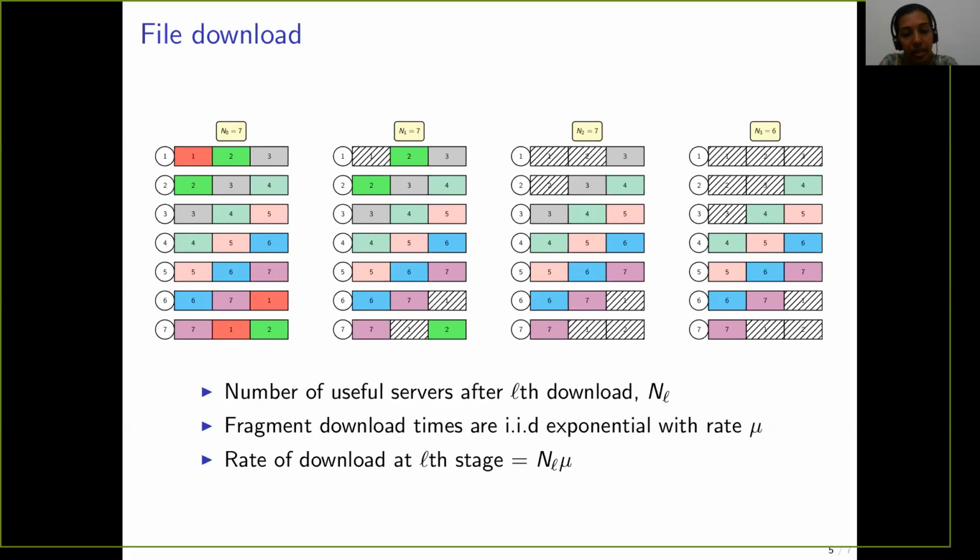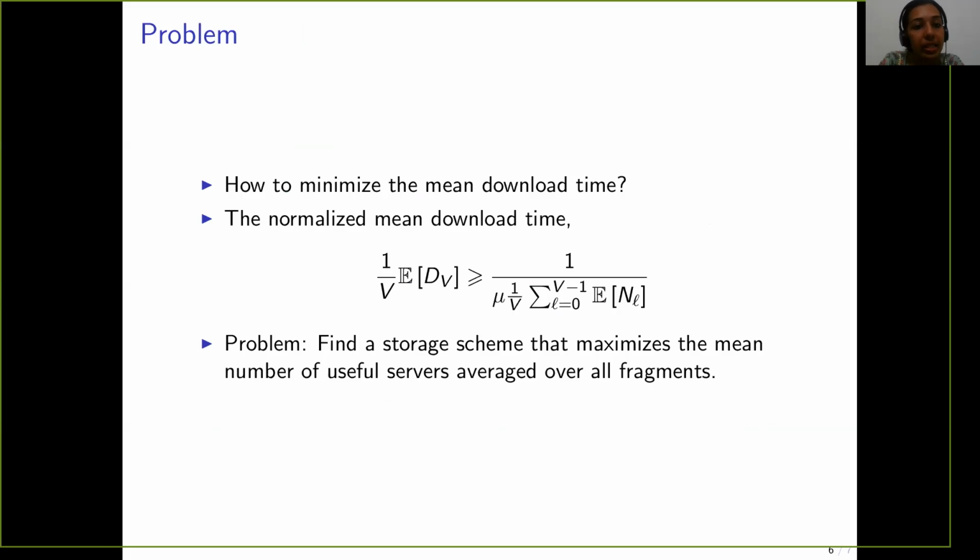And now if the fragment download times are IID exponential with rate mu, then the joint rate at which the fragment will be downloaded will be N_L times mu, as there are N_L servers serving the request in parallel. And the question that we would like to address is how to minimize the mean download time in such a system. And we see that the normalized mean download time is lower bounded by 1 divided by mu times the mean number of useful servers averaged over all fragments.